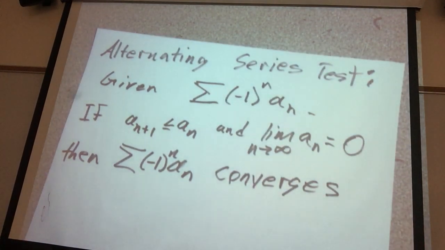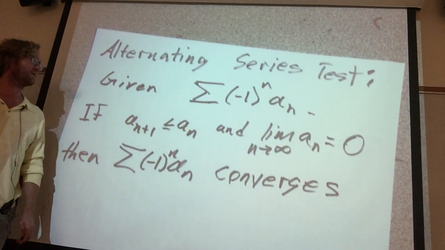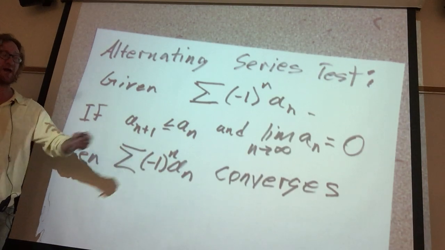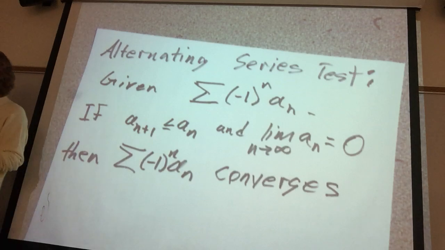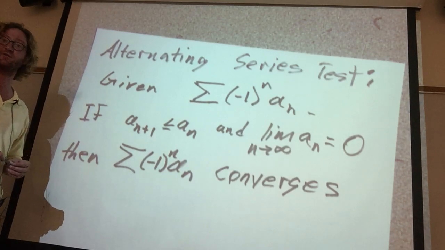Okay, now there's something that I need to point out at this point. The alternating series test does not distinguish between absolute and conditional convergence, okay? The alternating series test says just if you have an alternating series and it's decreasing and the limit goes to 0, then it is convergent, okay? It does not distinguish between absolute and conditional convergence.